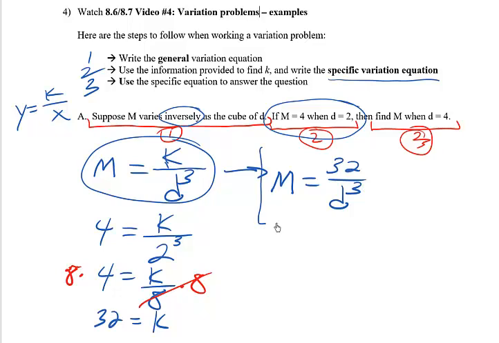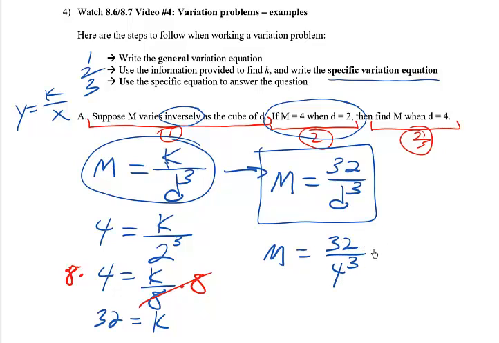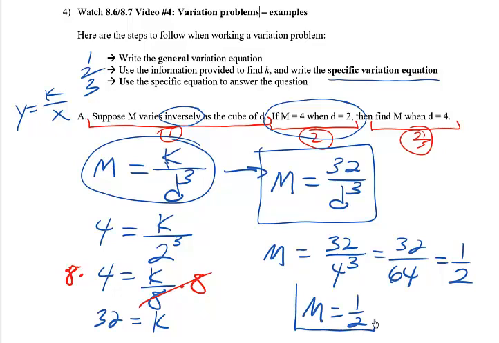Now that I have this, which is the end of step 2, now I can use it to answer anything that they want to ask me. They can ask me 100 questions now. Now this problem only asked me one question, which is, now that you have it, figure out what m is when d is 4. Well, that's just simple plug in. Just replace the d with 4 and work out the math. 4 cubed is 64, and this fraction reduces to 1/2. The final answer to the problem is m equals 1/2.